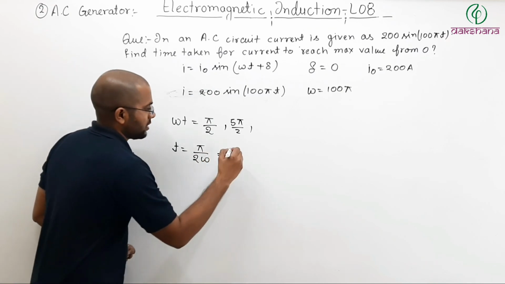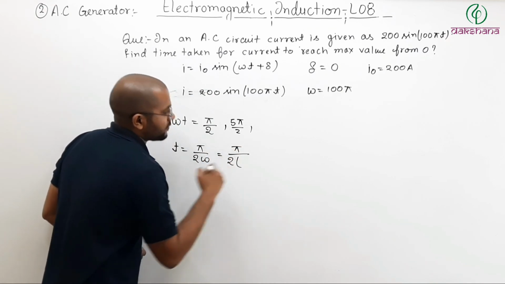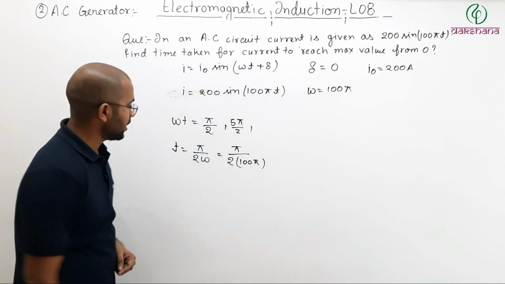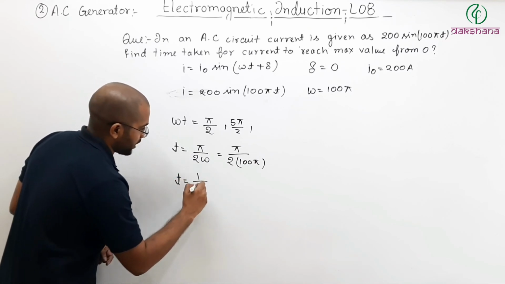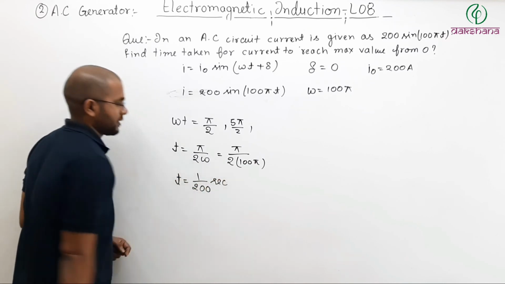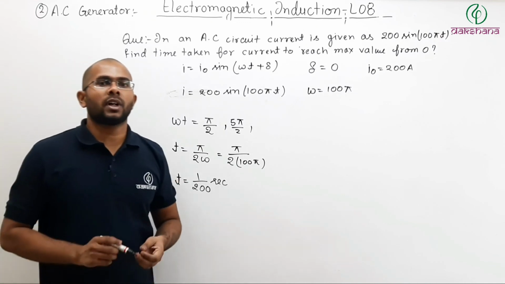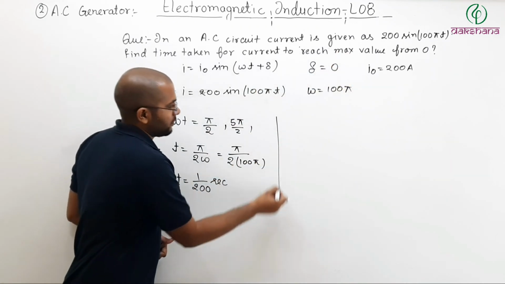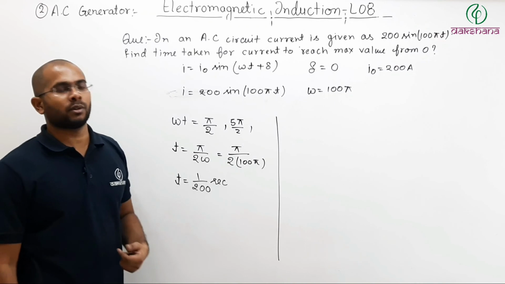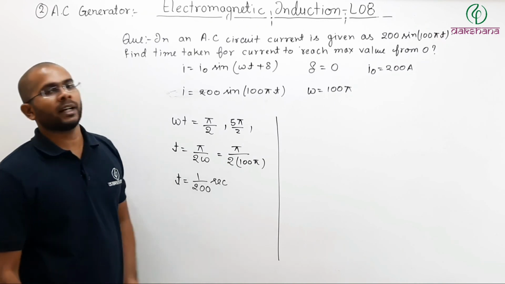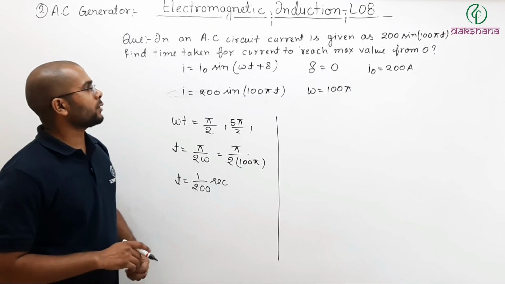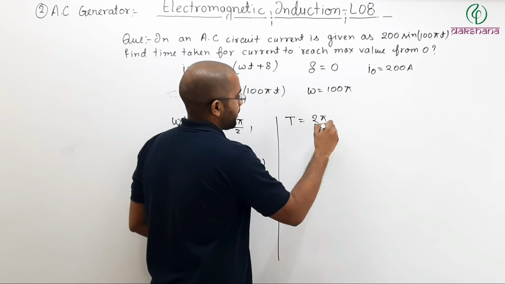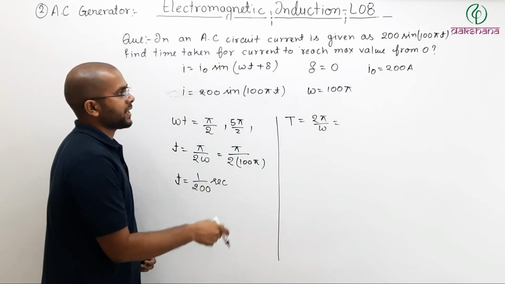So what is pi by 2 omega? Pi divided by twice of omega. What is omega? 100 pi. So pi and pi cancel. What will be time? Time equals 1 by 200 seconds. So at t equals 1 by 200 second, your current will become maximum. So how much time did it take for current to reach maximum value from 0? It took 1 by 200 second. In this case, if you want to know the frequency, then simply find out the time period. What is time period? 2 pi by omega. Omega is 100 pi. Pi cancels, 1 by 50.